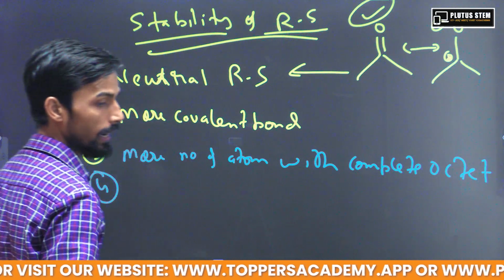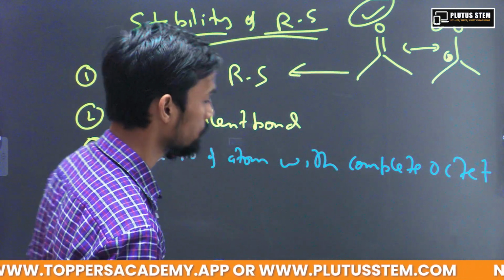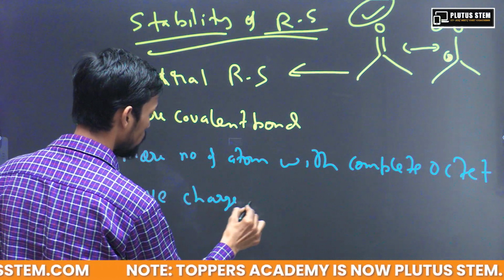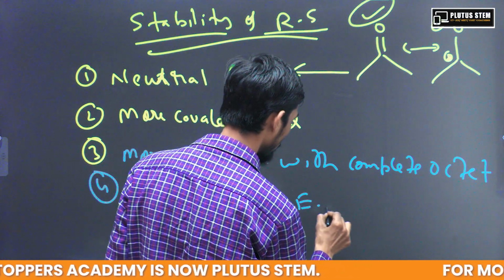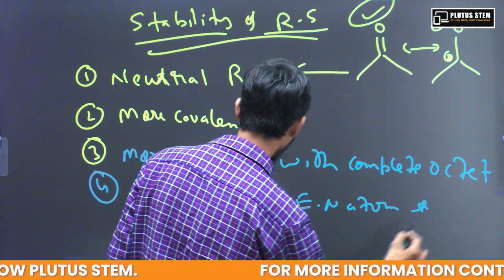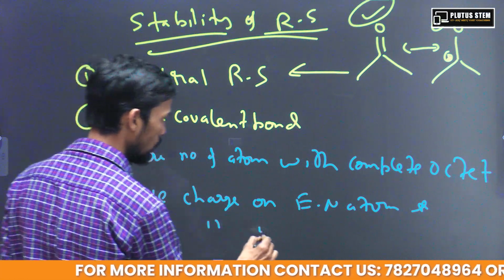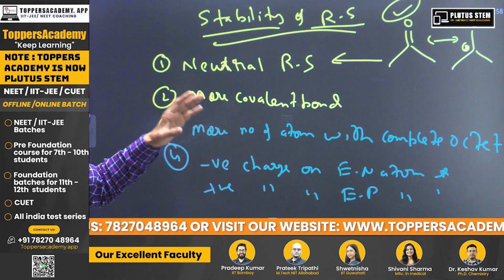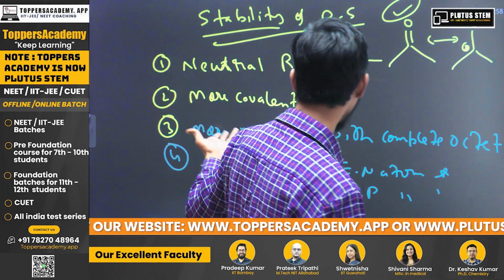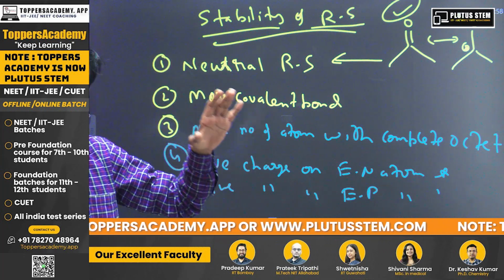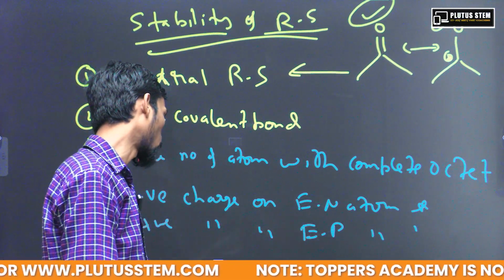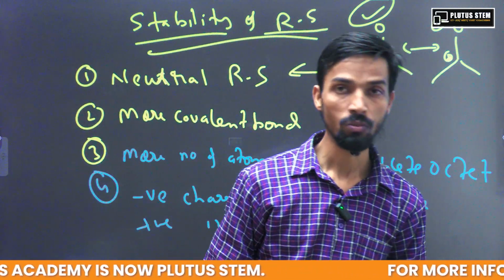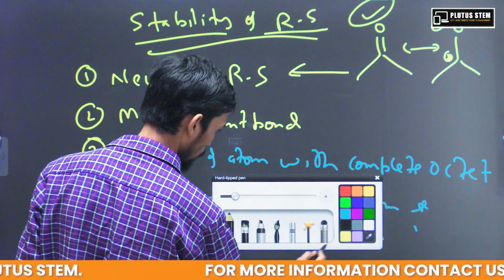And again the next thing which we are going to see will be negative charge on electronegative atom and positive charge on electropositive atom. So those resonating structures which are having an electronegative atom with negative charge are more stable, and those structures which are having an electropositive atom with positive charge are also considered more stable.